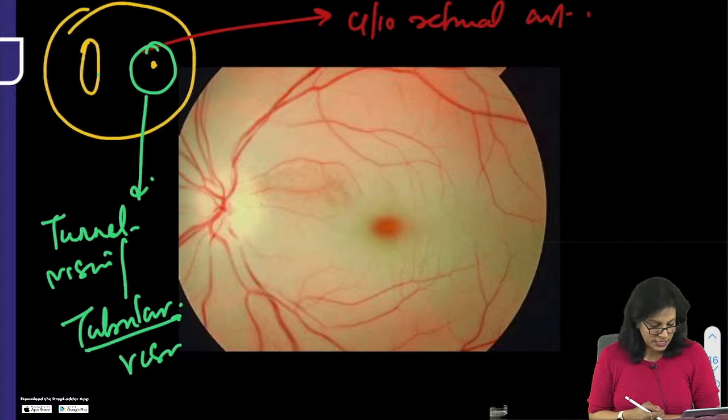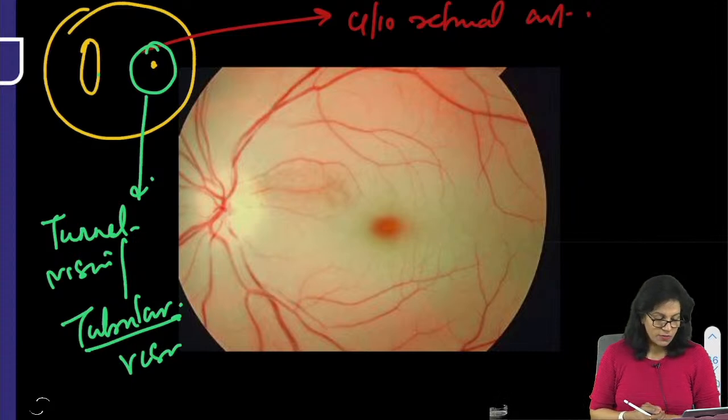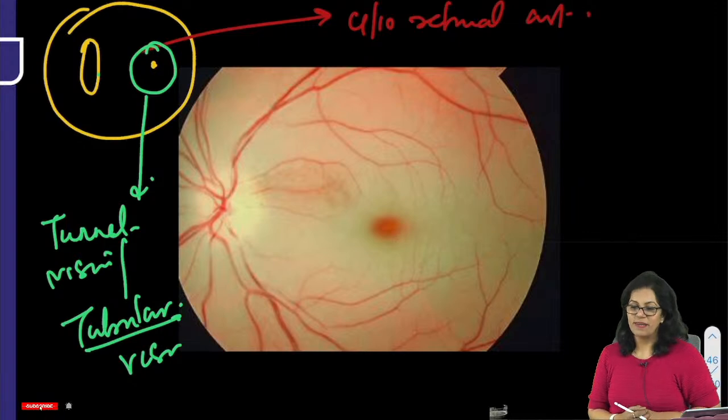Cilioretinal artery, not PCA, not MCA. So PCA, MCA has been discussed yesterday. I don't know how to now call you. So Dark Night 08, baap re baap.